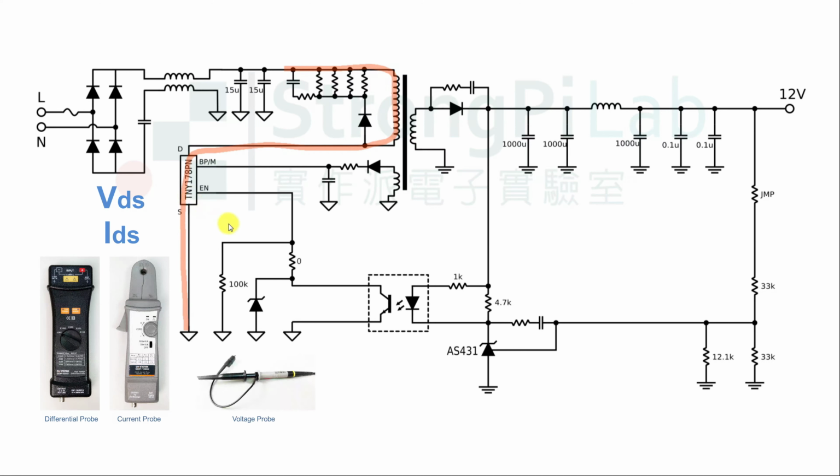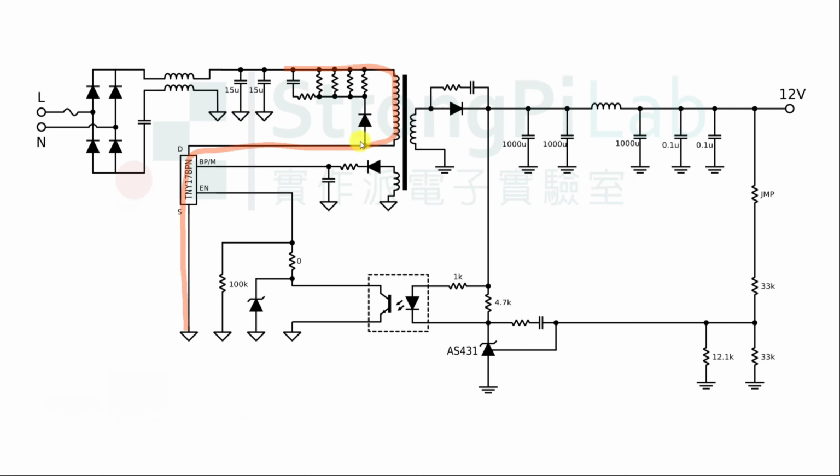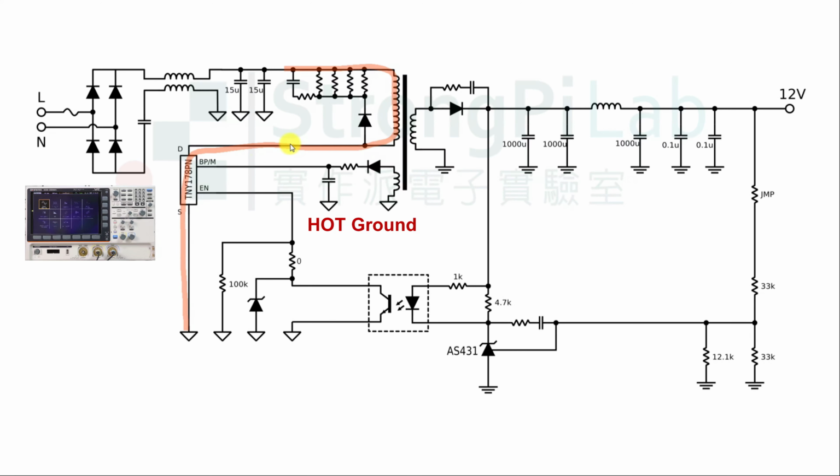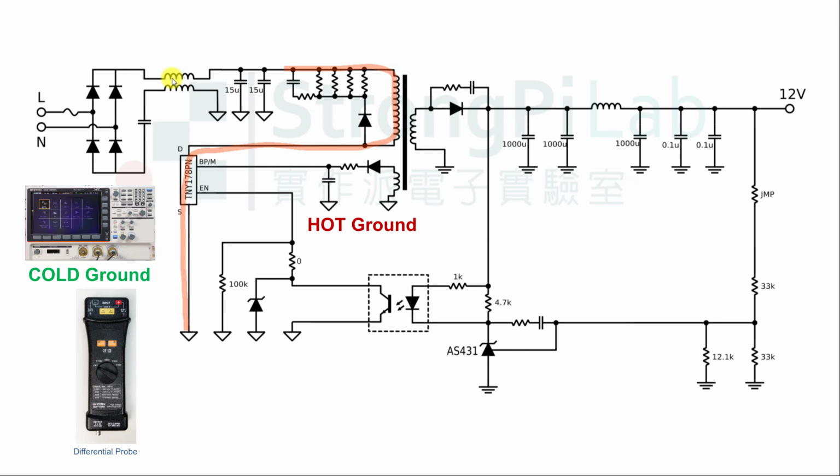Why do you need a differential probe and a current probe? Because of the primary side of the transformer. Its ground is hot ground, whereas the oscilloscope's ground is cold ground. If hot ground and cold ground are connected, the circuit blows out. To measure the primary side component voltage accurately, we need a differential probe. This is the formal way. Regarding the details about hot ground and cold ground, you can watch the video at the top right corner.